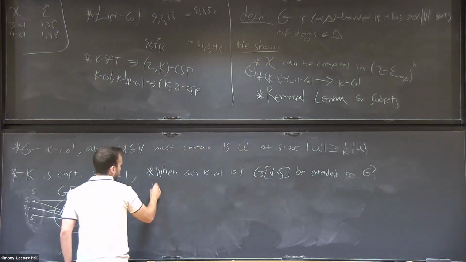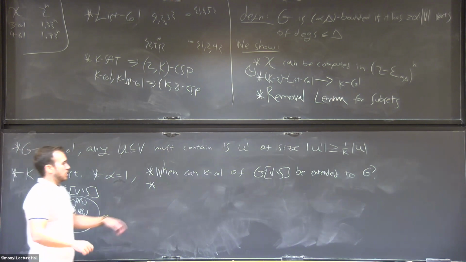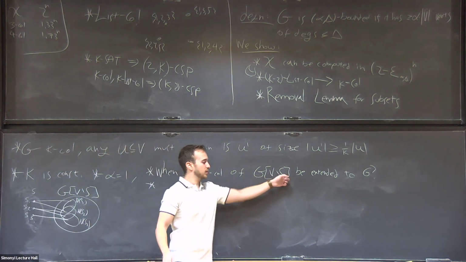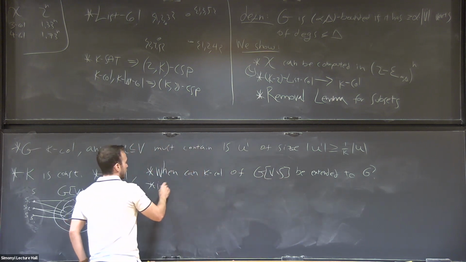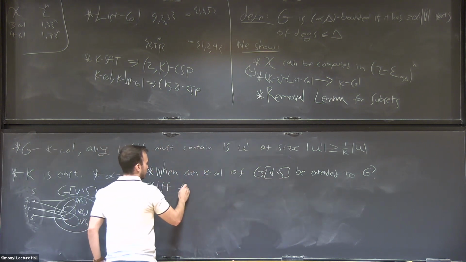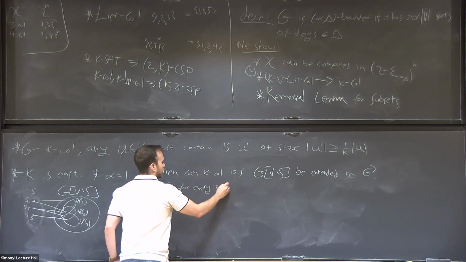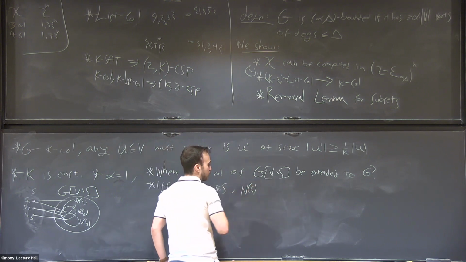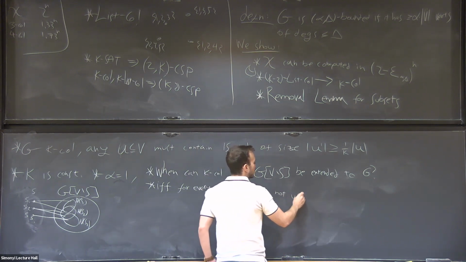So actually we can classify these K colorings quite simply. We can notice that a K coloring of the induced subgraph on V minus S can be extended if and only if for every vertex s in S, the neighborhood of s is not using the full palette.